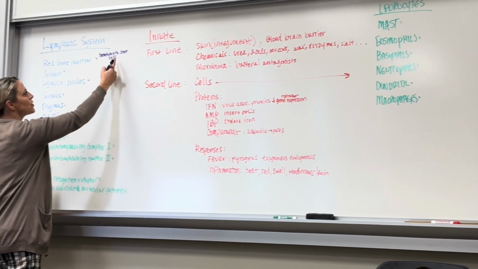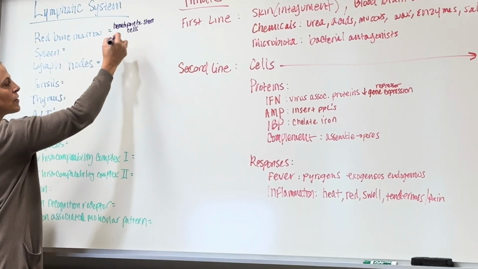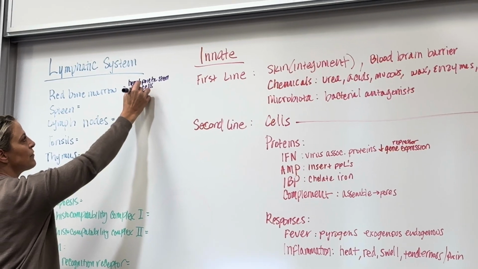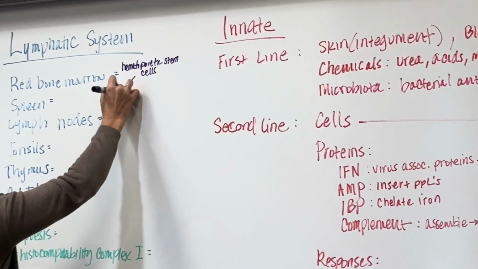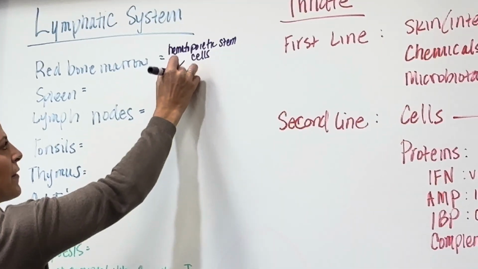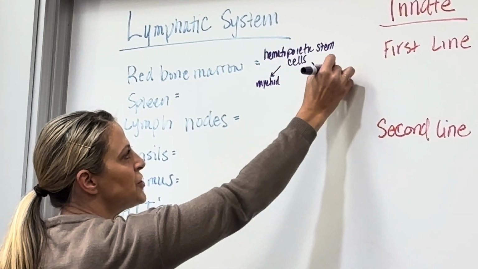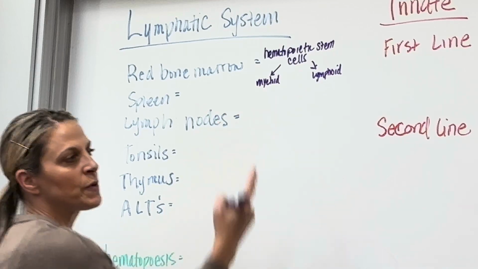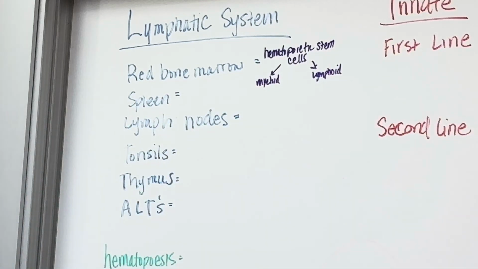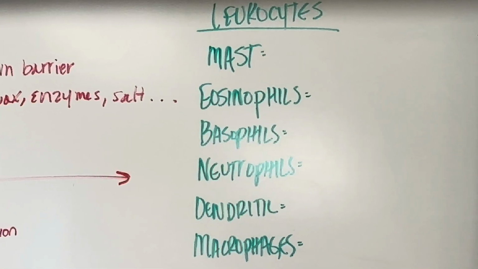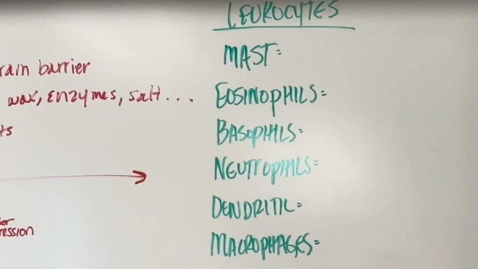Okay. So hematopoietic stem cells, those are the cells that give rise to the myeloid and the lymphoid lineage. The myeloid are all the cells that we've talked about so far. These are all myeloid cells plus red blood cells plus platelets, but we don't talk about those. Lymphoid are the ones we're going to talk about today.